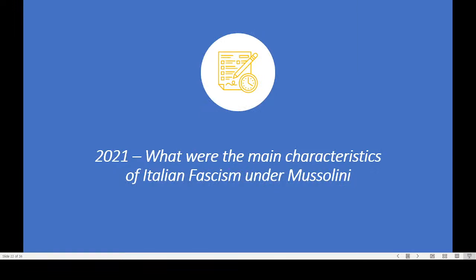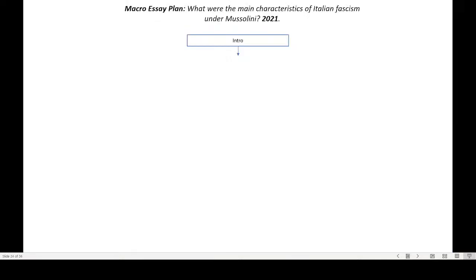So let's have a look at a question that came up just on last year's paper. What were the main characteristics of Italian fascism under Mussolini? It's an essay question that is very popular, very typical for it to be asked in this fashion. It's a really nice essay question to answer, in my opinion. Main characteristics or the experience of life under Italian fascism under Mussolini. So let's look at a macro essay plan for this.